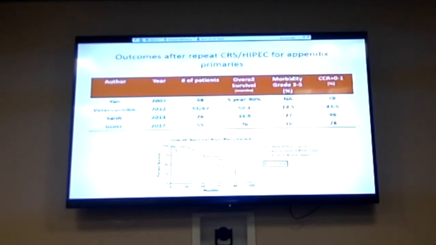So, the outcomes for CRS HIPEC for appendiceal primaries. Overall survival is pretty good in all these series. Morbidity is probably what you'd expect, and the vast majority of these have a pretty good cytoreduction.